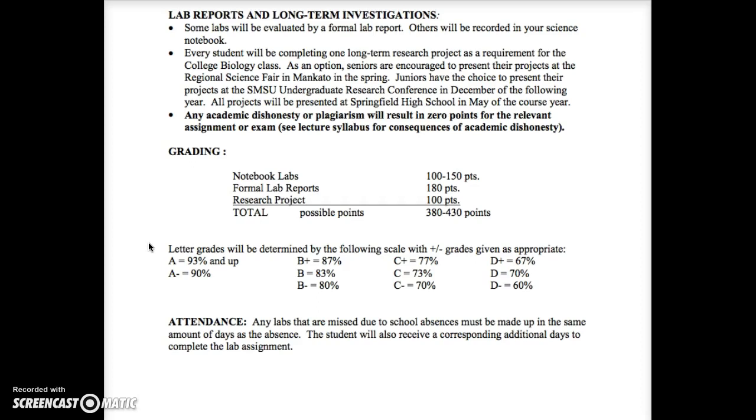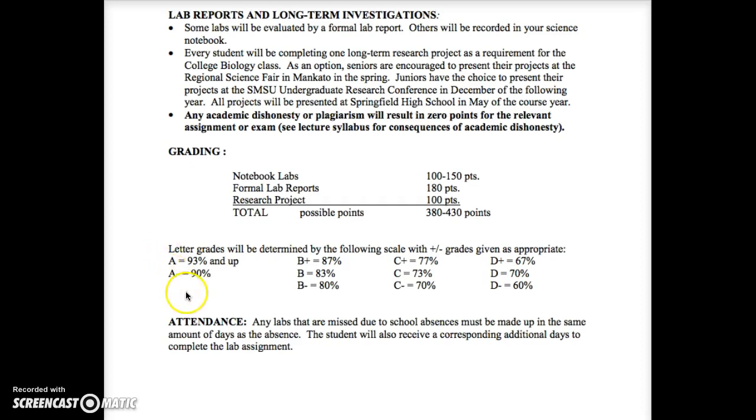And then finally, I talked about this at great length in the course syllabus, the lecture syllabus, but remember that any academic dishonesty or plagiarism results in 0 points for the assignment or the exam, and this includes labs as well. So you have to remember to use your citations if you're referencing another person's work, and obviously no copying or sharing of lab reports.